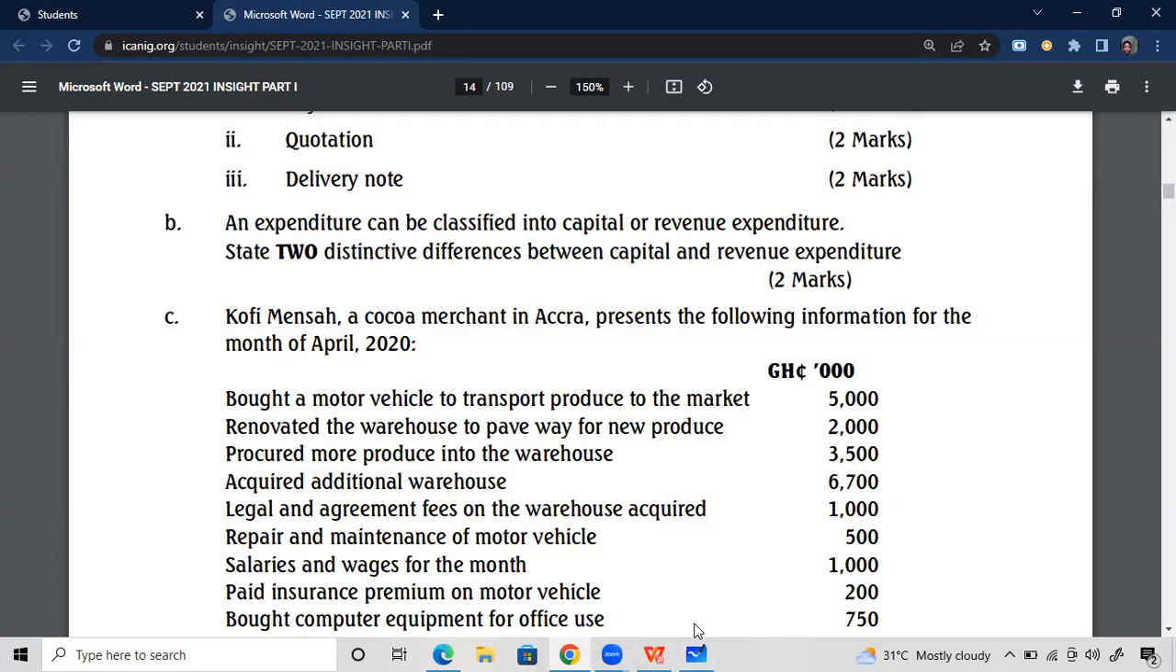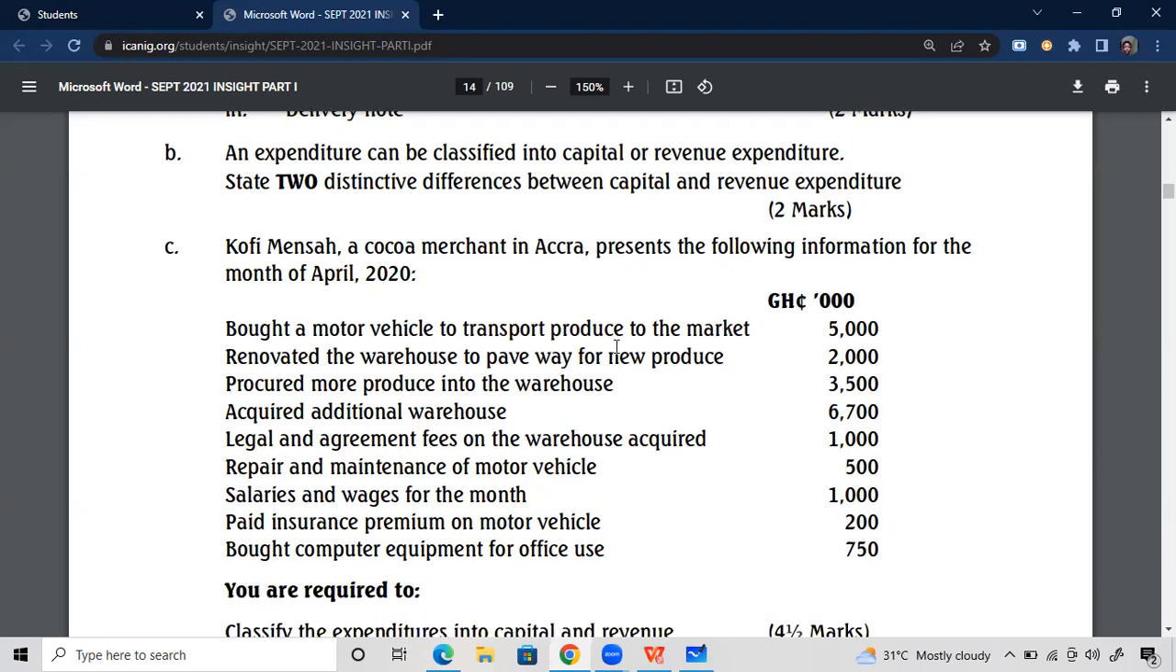They say legal and what? And agreement fees on what? On warehouse acquired. So I want everybody now to please answer me on this number 5. Legal and agreement fees on the warehouse. Is this a capital expenditure? Is it meant for capitalization? Because now when you say capitalization, what is that?